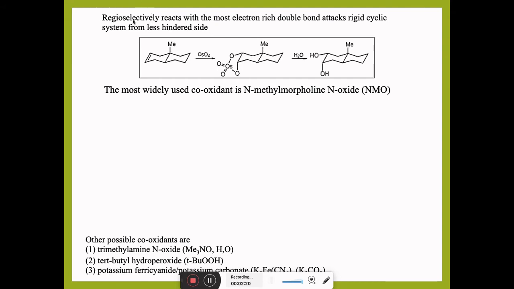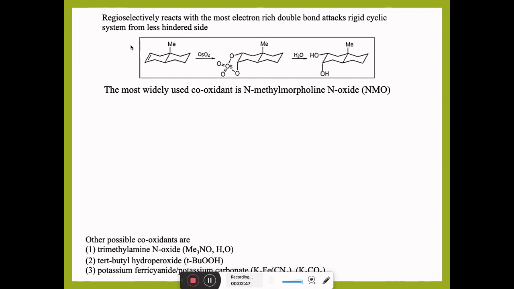Now what is the regioselectivity of this reagent? The regioselectivity is it will oxidize the electron rich double bond, and it is always attacked from the less hindered side.